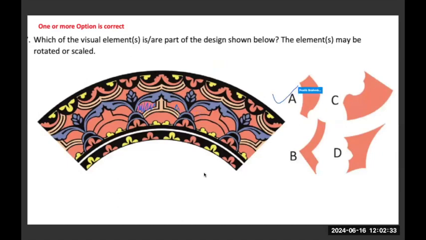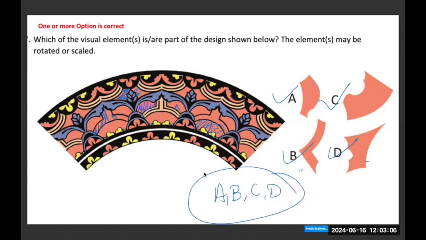So A is there. The part C, C is actually located here. So C is there. The part B, B is located here, which is or can also be here. So B is also there, and the part D, that is located here. So D is also there. So in this case, all A, B, C and D are a part of this larger picture. All elements are a part of the larger picture.